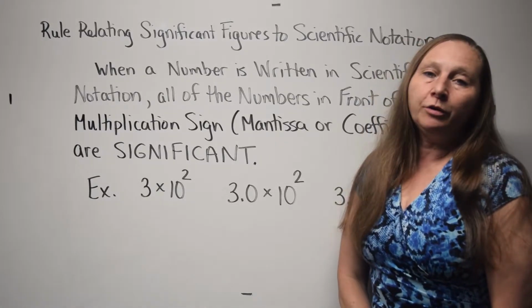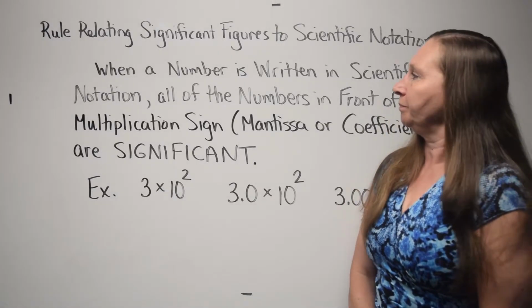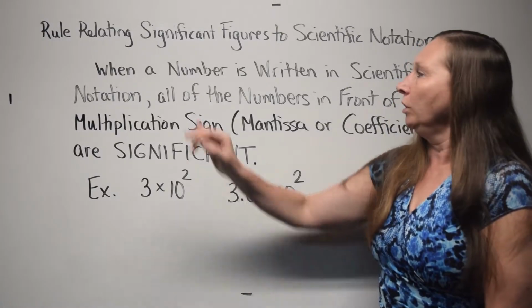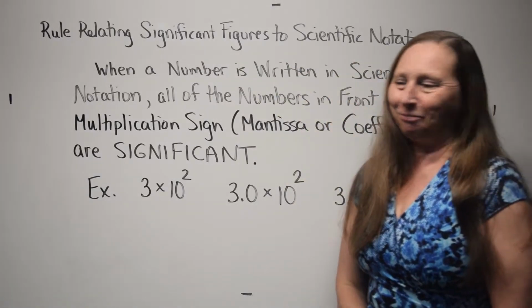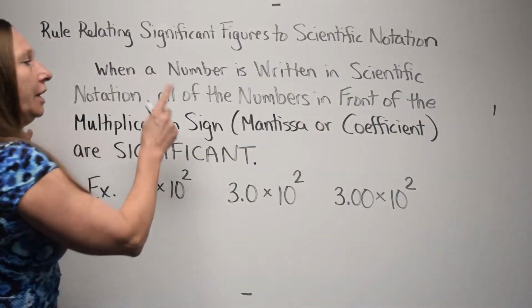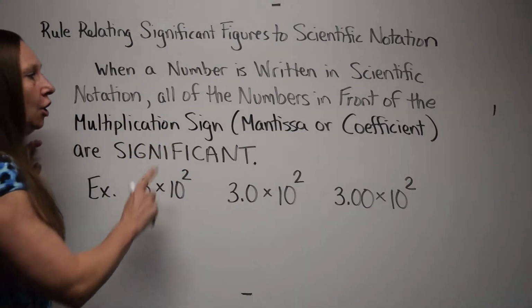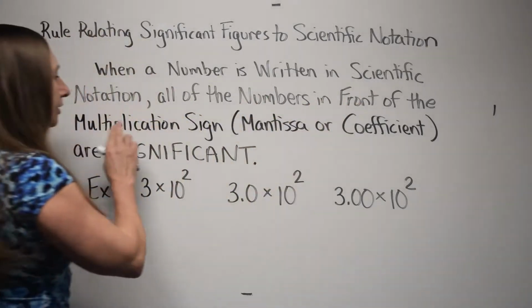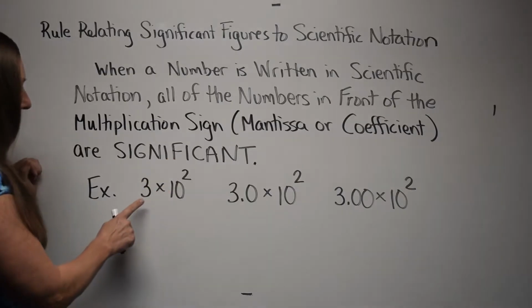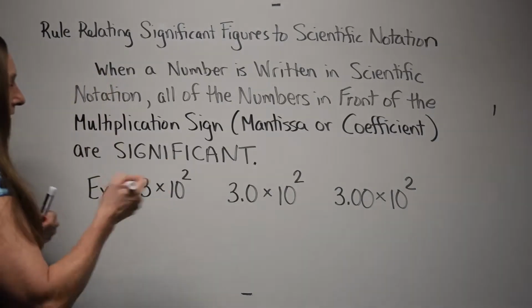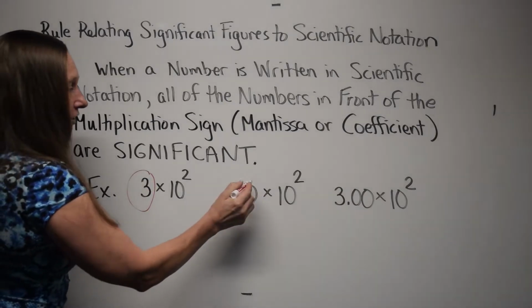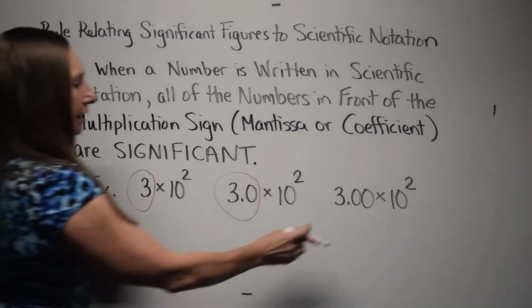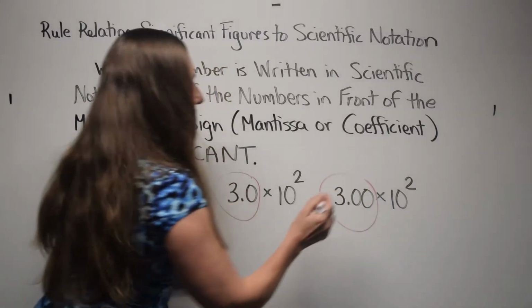Now, what about numbers in scientific notation? Well, here's the rule that relates significant figures to scientific notation. When a number is written in scientific notation, all of the numbers in front of the multiplication sign are significant. Here's the multiplication sign, so all these numbers, these two numbers. Here's the multiplication sign, these three numbers.